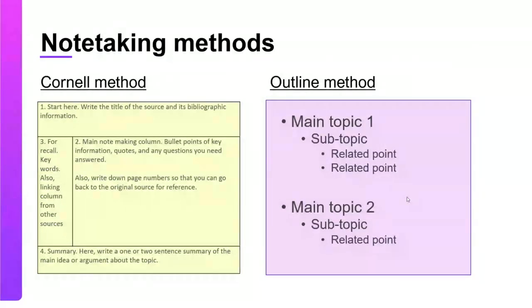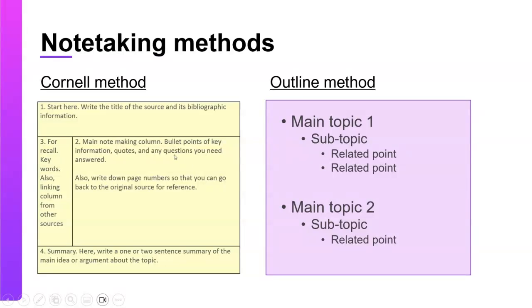The Cornell method is very popular. So you split your page into 4 different sections. Sorry about that, hopefully it comes back. There we go. So as I was saying, Cornell method, you split your page into 4 different sections.